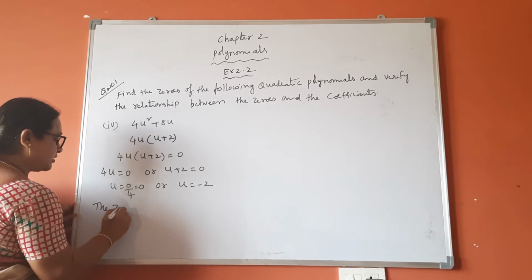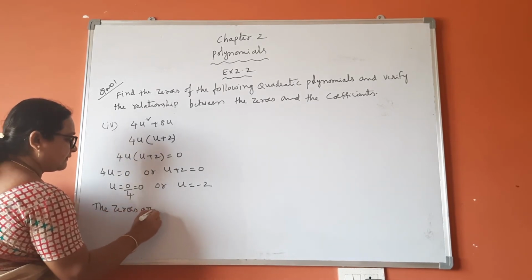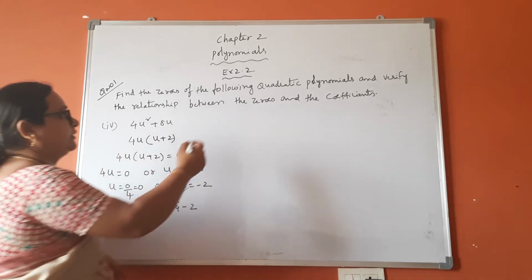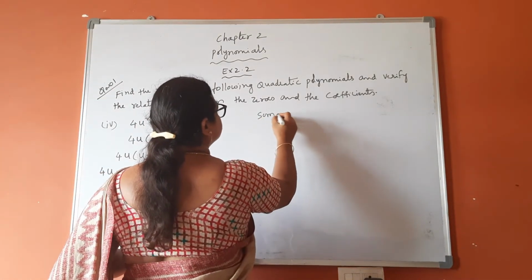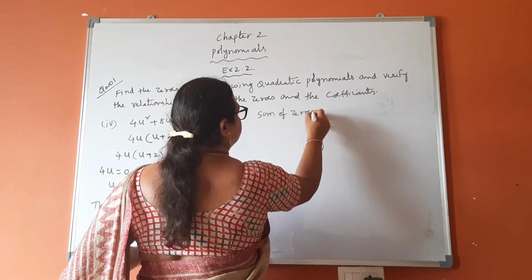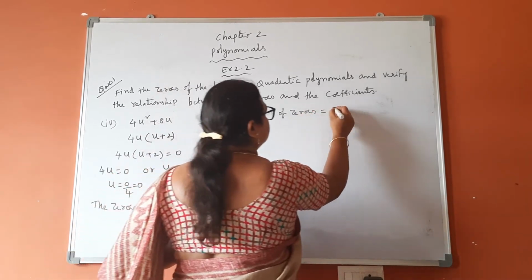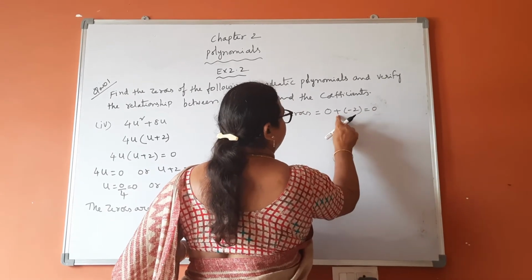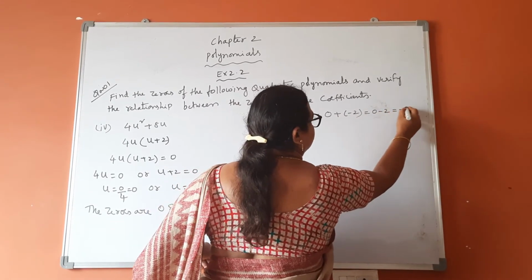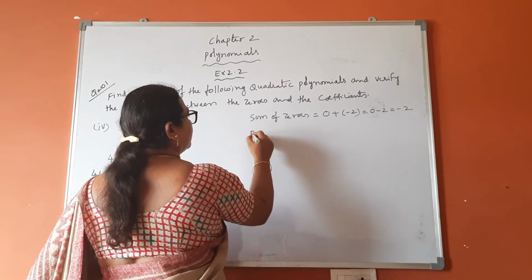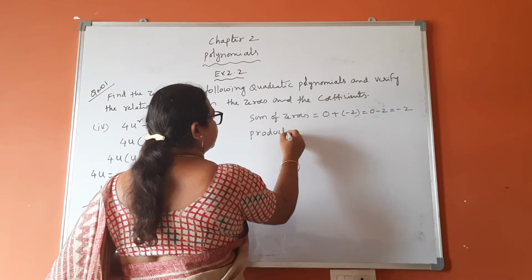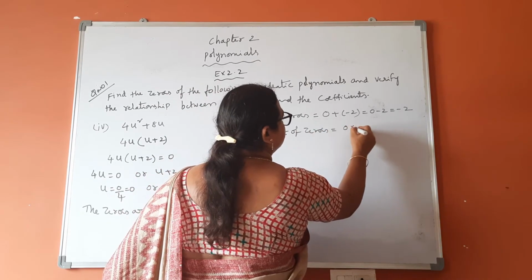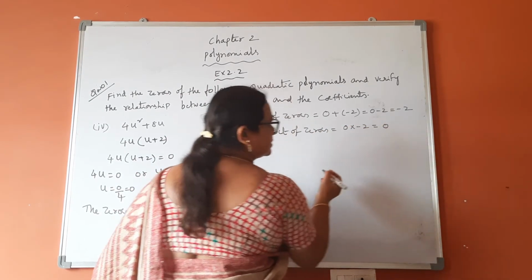The zeros are 0 and minus 2. Now sum of zeros is equal to 0 plus minus 2, that is minus 2. Product of zeros is equal to 0 into minus 2, that is 0.